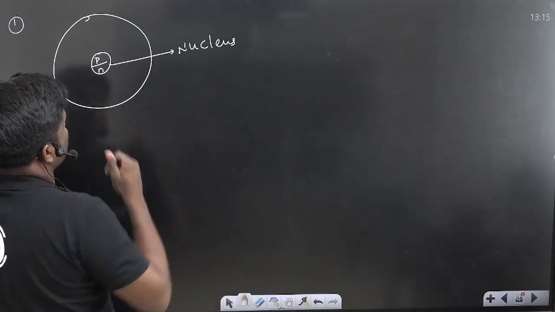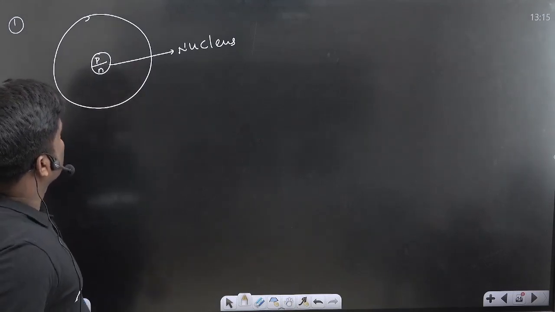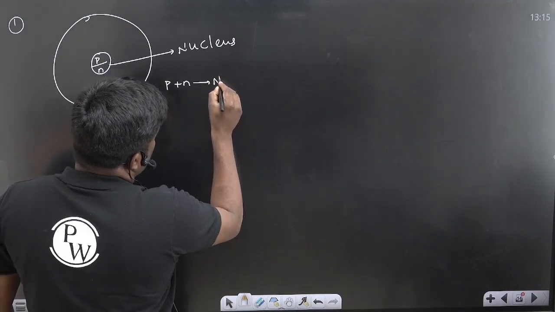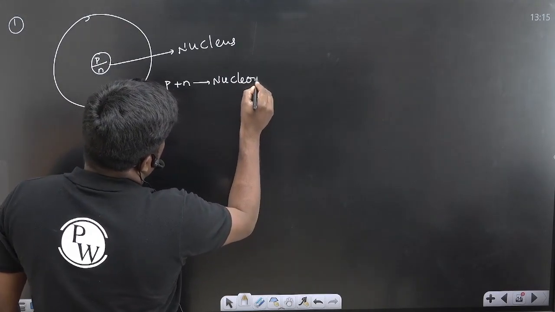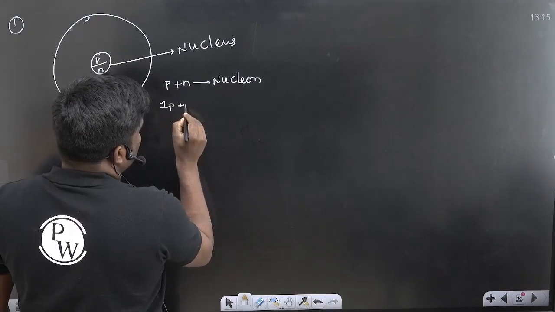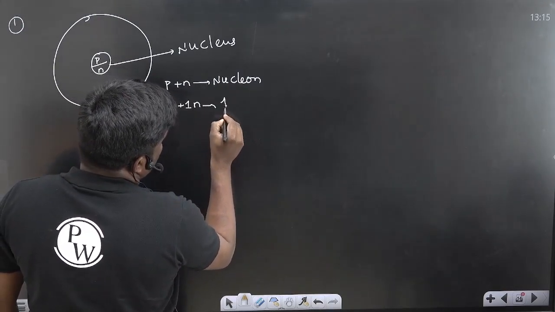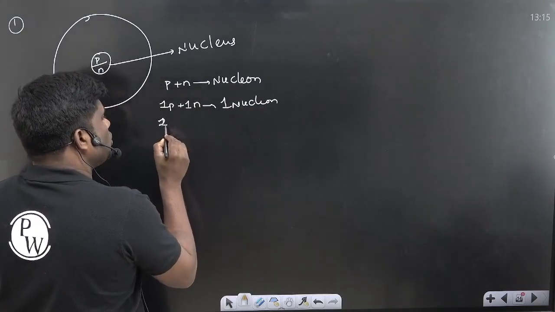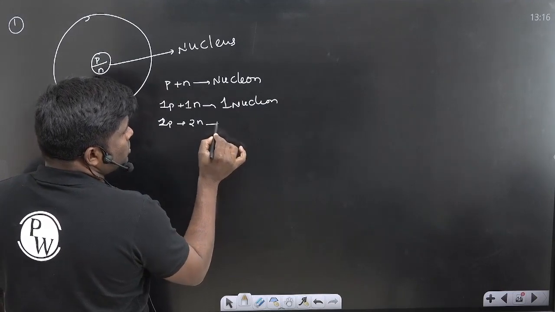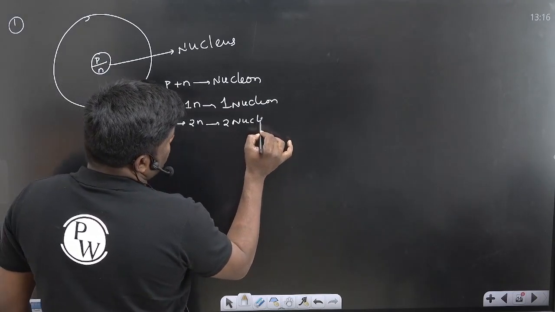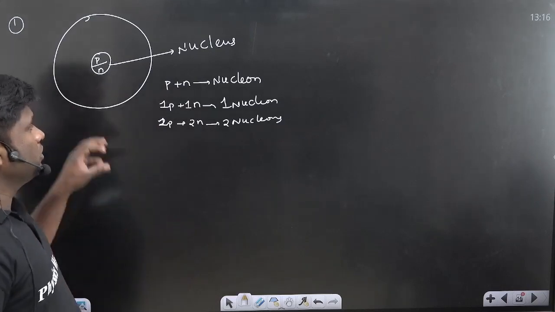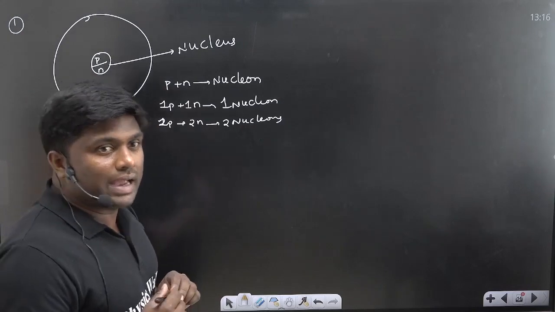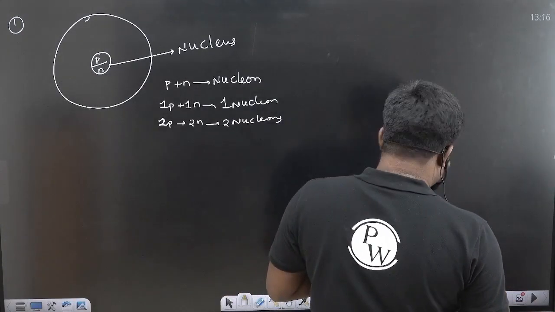So protons and neutrons together are called nucleons. Proton plus neutron is called a nucleon. One proton plus one neutron is called one nucleon. Two protons, two neutrons is called how many nucleons? Four nucleons. So nucleus has protons and neutrons. What is the other subatomic particle present in the atom? Electron. He also explained about the electrons.